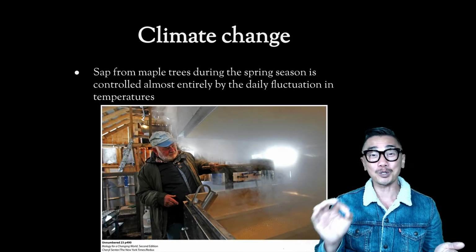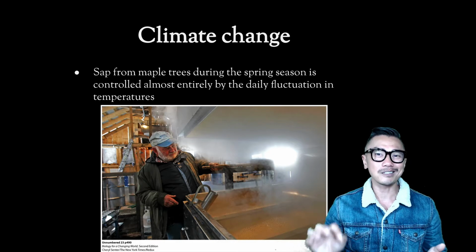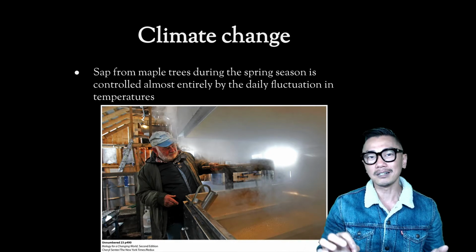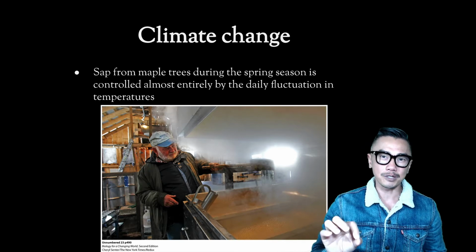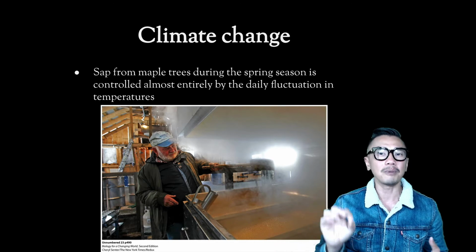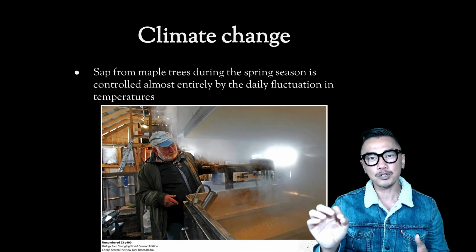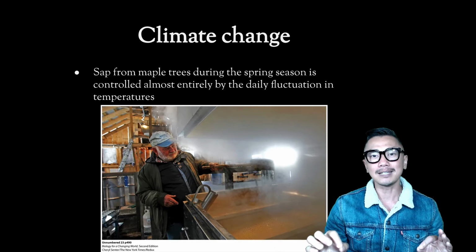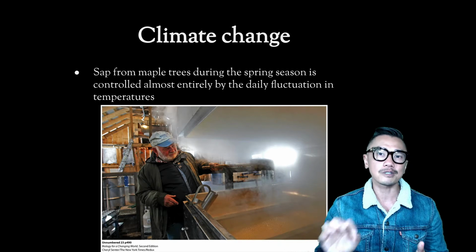Maple syrup is produced from the sap of maple trees. It takes about 40 gallons of sap to make 1 gallon of syrup. Maple trees produce sap during the springtime, and this process is almost entirely controlled by fluctuations in temperature. When nighttime temperatures are below freezing, and daytime temperatures are above freezing, maple trees will produce sap.